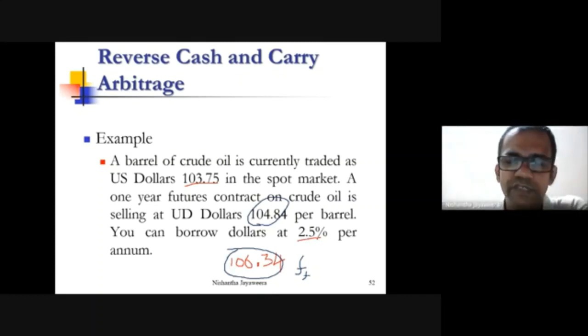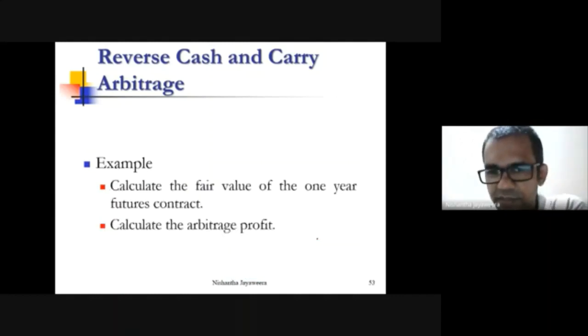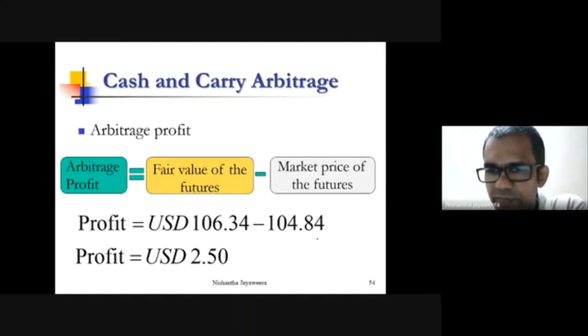Now you can see obviously the fair price is higher than the market price. So the futures in the market is cheap. You should buy from the market. The difference is again 2.5. This is the futures fair price, 106.34. Market price is 104.84. So the arbitrage profit you get is 2.5.